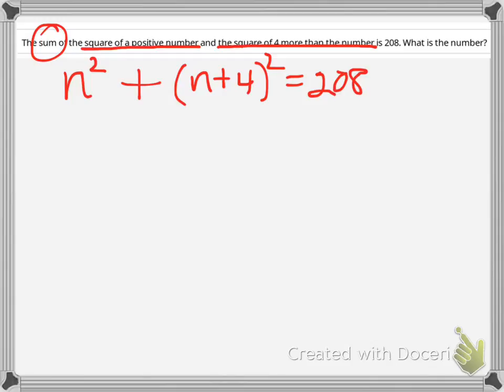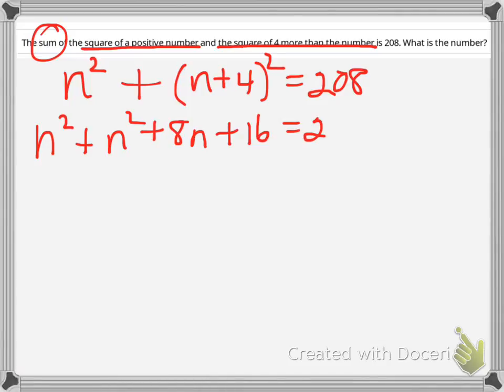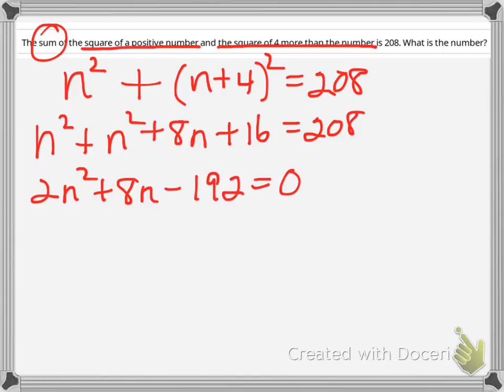Now that we've set it up, all we need to do is do the math. So we just go through, and we're going to FOIL n plus 4 squared. Remember, that's n plus 4 times n plus 4, so you're going to end up with n squared plus 8n plus 16, which is 208. We'll go ahead and combine like terms. Subtract 208 from both sides.